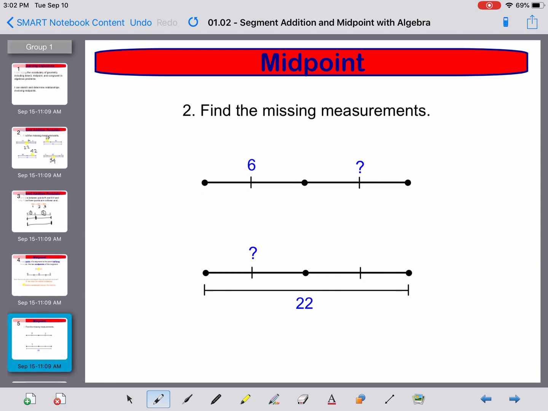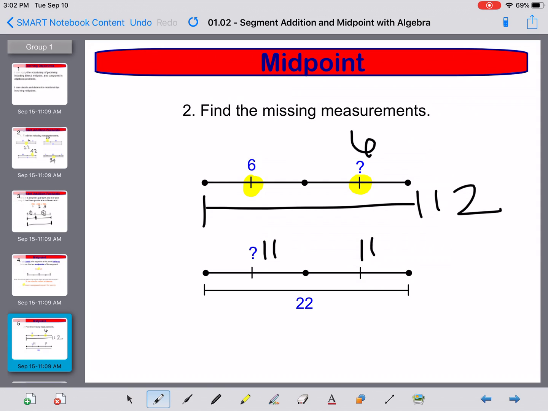If we look at something like this, because I have the congruency symbol, I know that they're going to be the same thing. So if the first part's 6, I know the other part is 6, which means the whole thing ends up being 12. And if I know the whole thing's 22, I know that each piece has to be 11 because it's congruent.